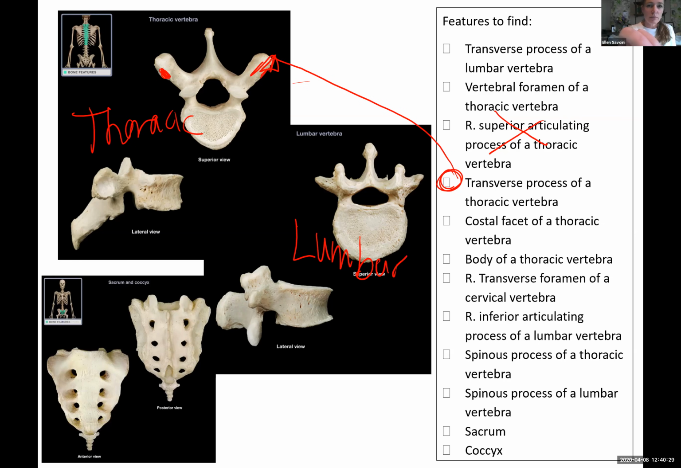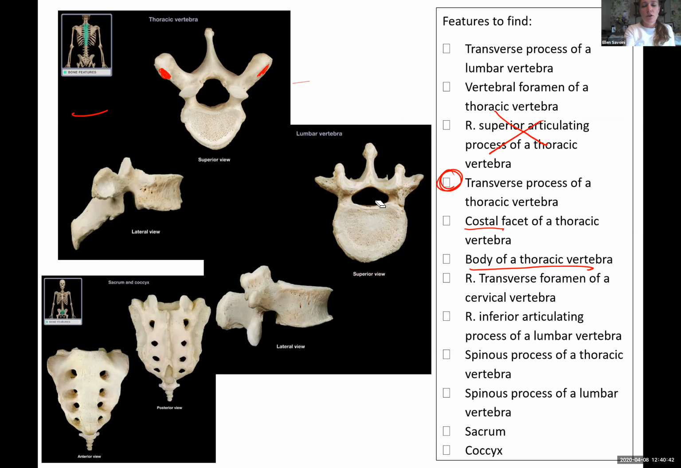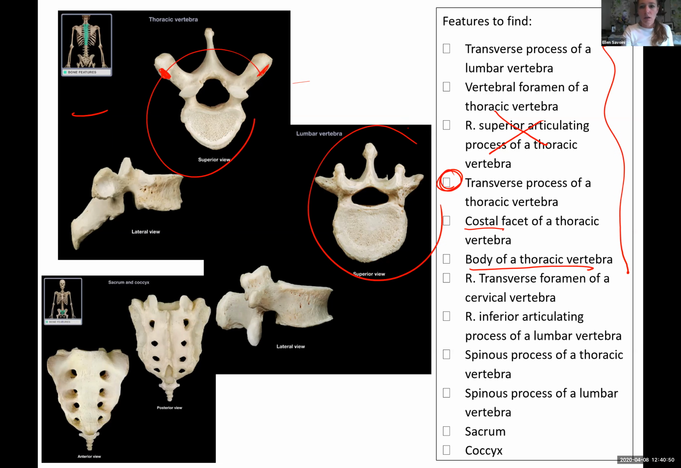The costal facet would just be on the transverse process. It's actually just going to be the smooth surface in the front where a rib would be. That would be that. Body of a thoracic vertebrae, we'll just put a big B here. So it's helping you try to discern. The whole list I have going here is helping you jump back and forth between these pictures so you can become used to saying, oh yeah, of a thoracic or of a lumbar.